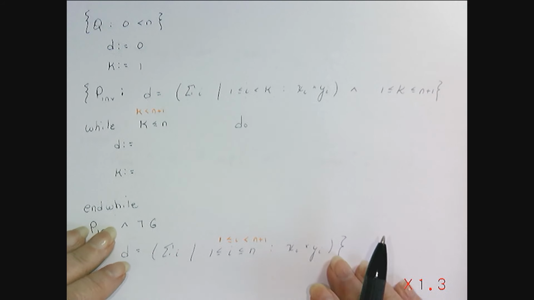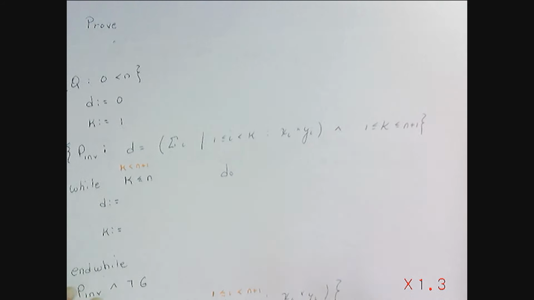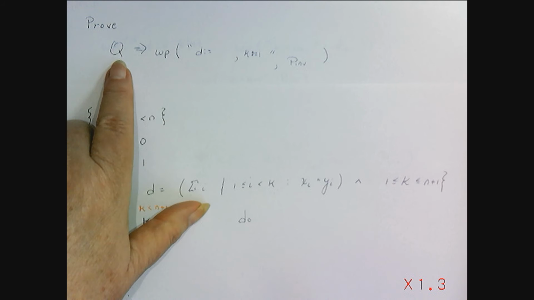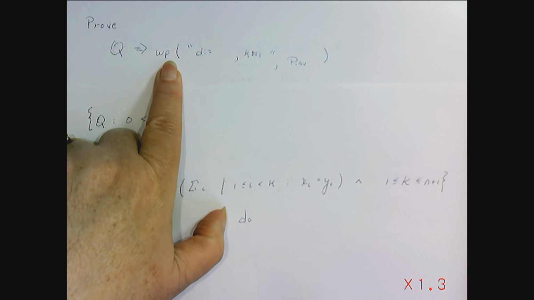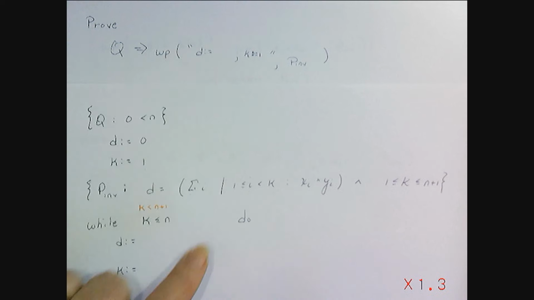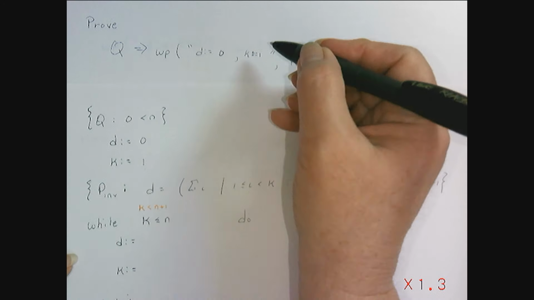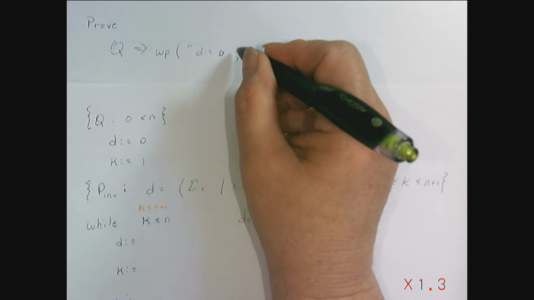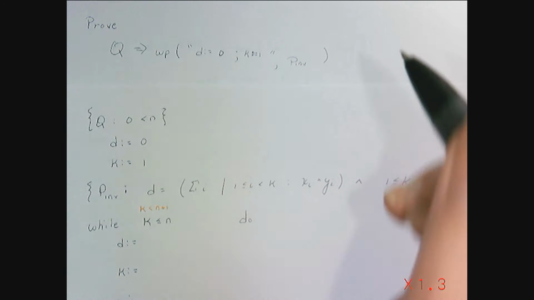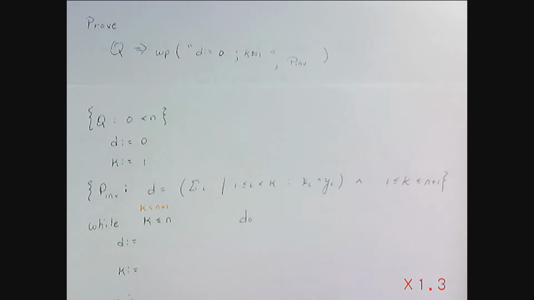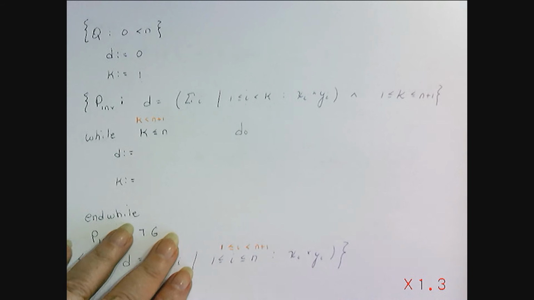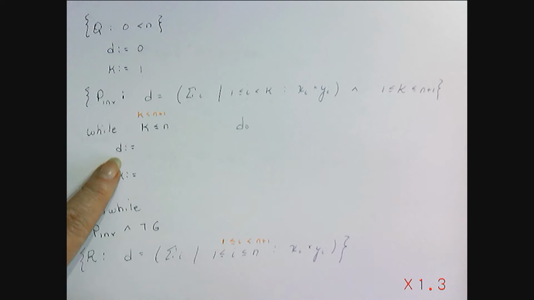To be sure that I picked the right ones, I really should prove that the precondition implies the weakest precondition of d becomes 0 and k becomes 1, the invariant. And I challenge you to do that. But I know that it works. I've hand waved that it works. Let's now go through and try to figure out the assignments for the loop. Well, what do I need to know?